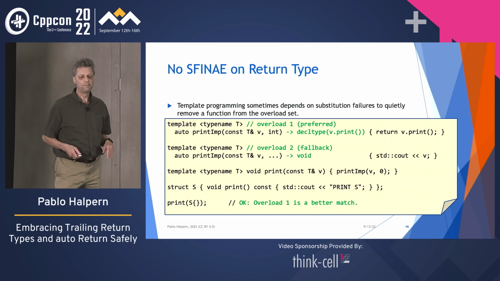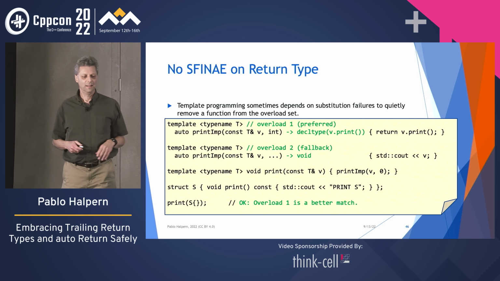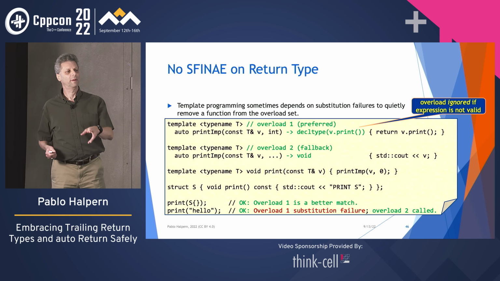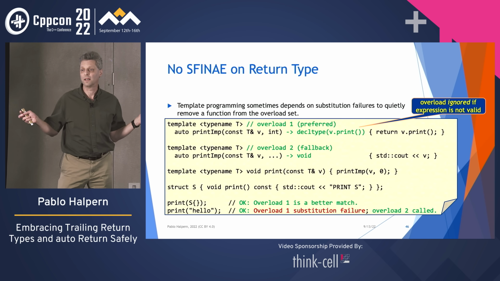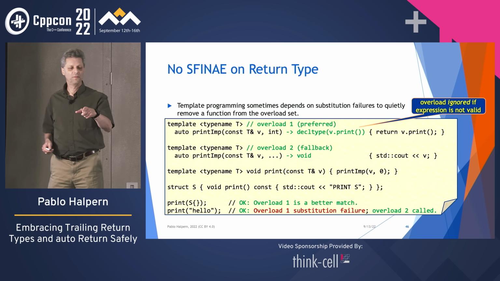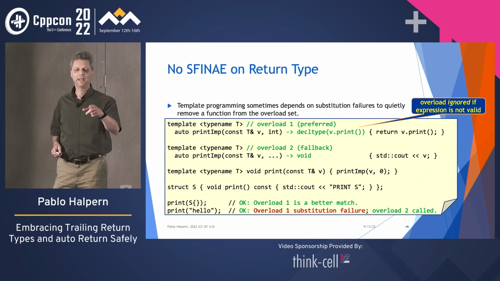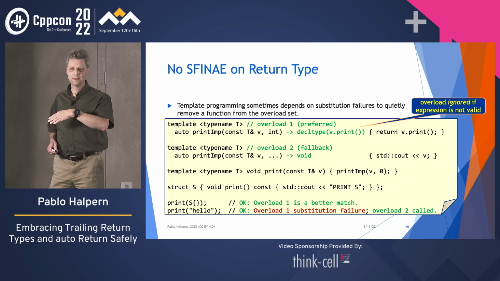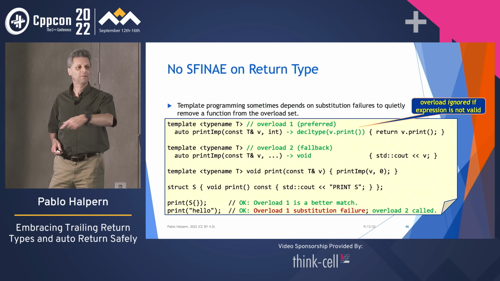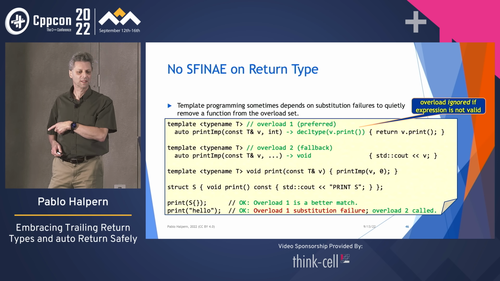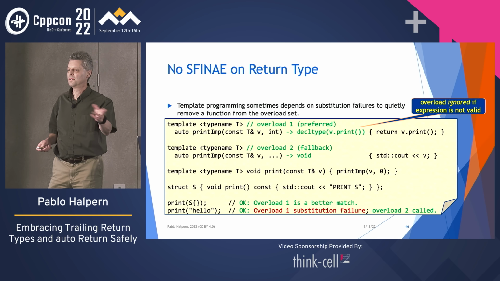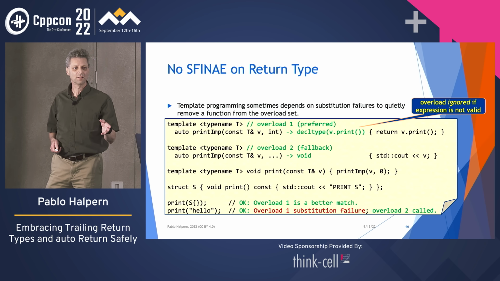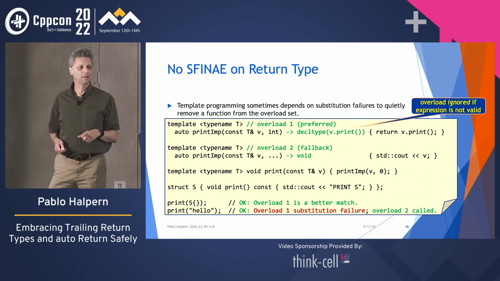Okay, but if I would make the same call and I would pass hello, which is what? An array of char. The first one fails deduction. So it gets removed from the overload set. And then the second one is the only one left. And so that's what gets called. You get the fallback of just using streaming. So this is nice and this is cool. But this is with defined return types.